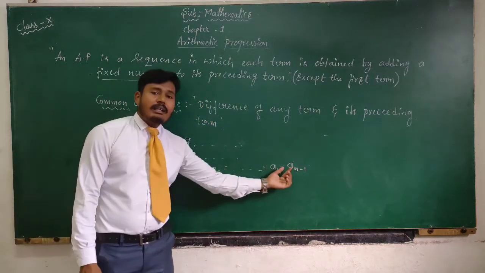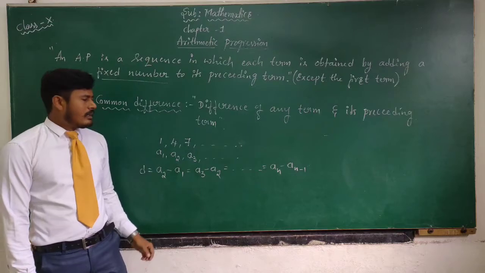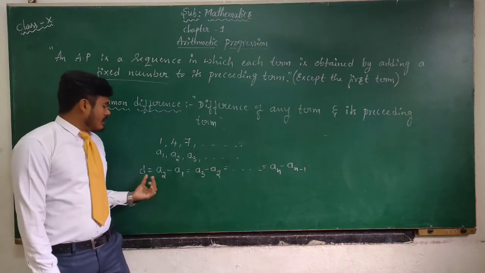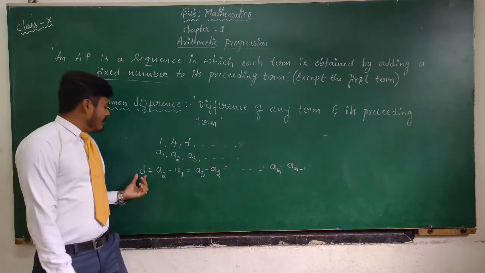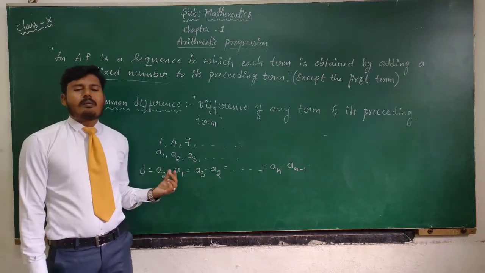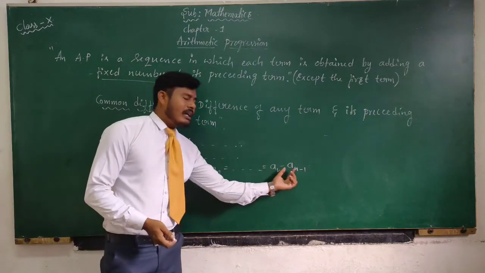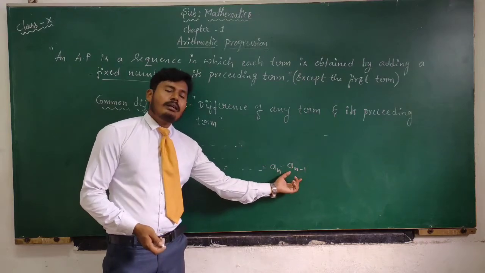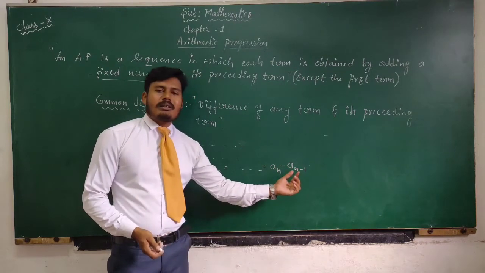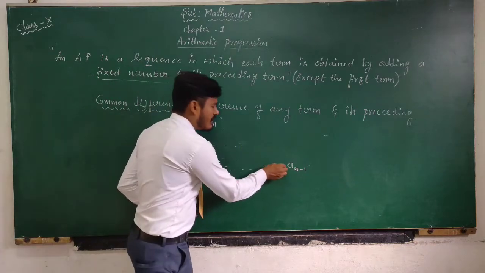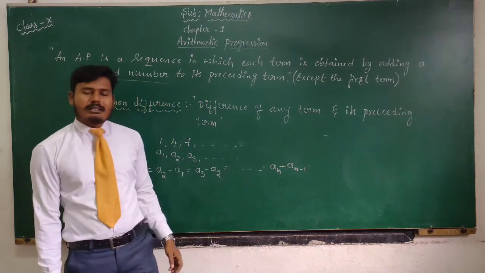Sometimes in some examinations they can ask you to identify the relationship of the common difference from the following options, such as an minus 1 or ak minus 1. You should choose the form an minus an minus 1.